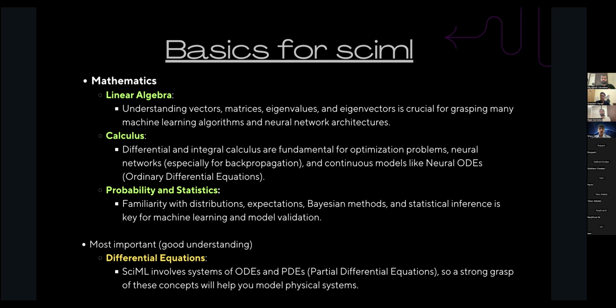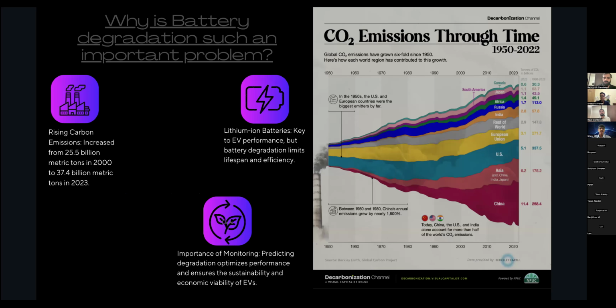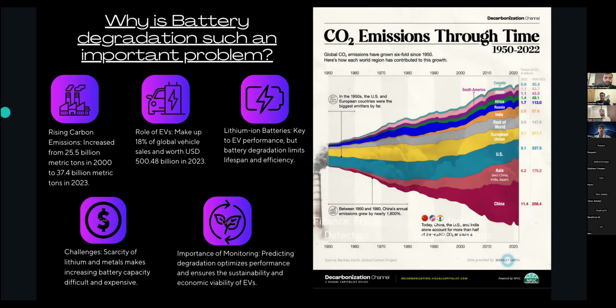Now let's talk about why I chose battery degradation as a problem and why it's such an important problem today, especially. As of 2024, carbon emissions have been rising at an exponential rate. In 2000, the carbon emissions were at 25.5 billion metric tons, and this number has increased to 37.4 billion tons in 2023, as you can see in this graph. This drastic rise has been a major concern for the entire world, and scientists all around the world are looking for ways to mitigate climate change.